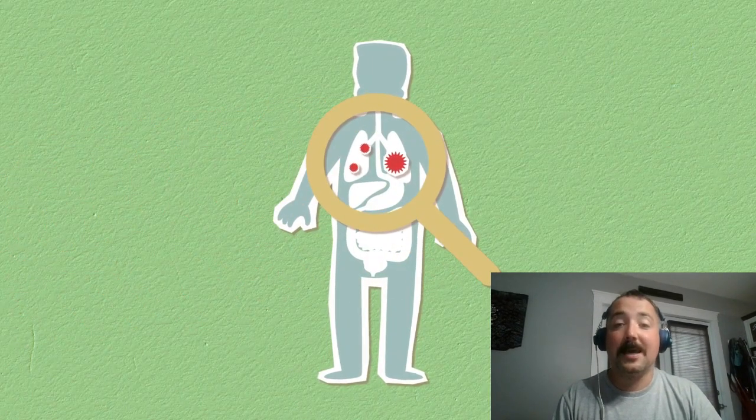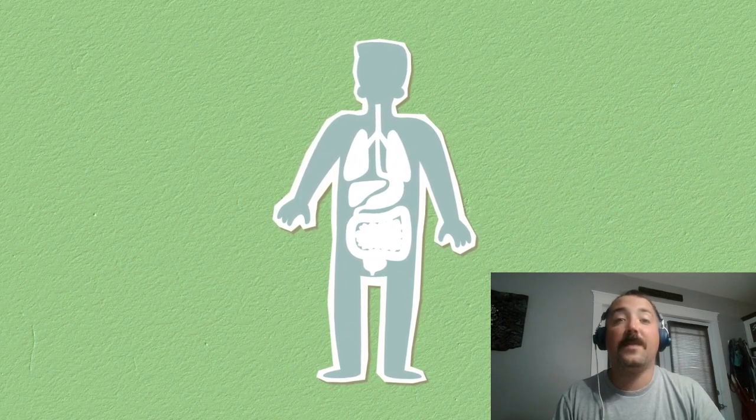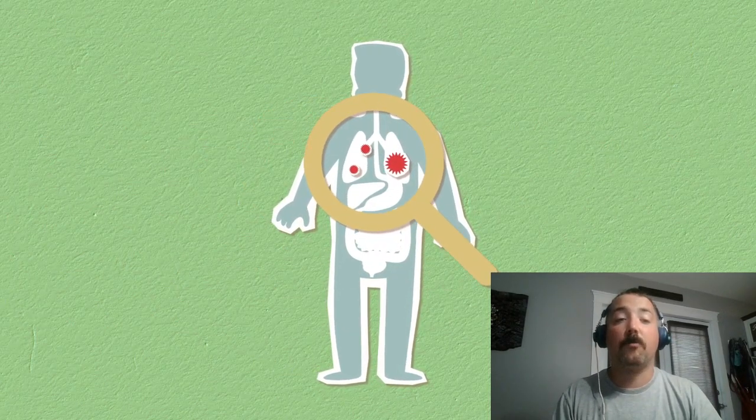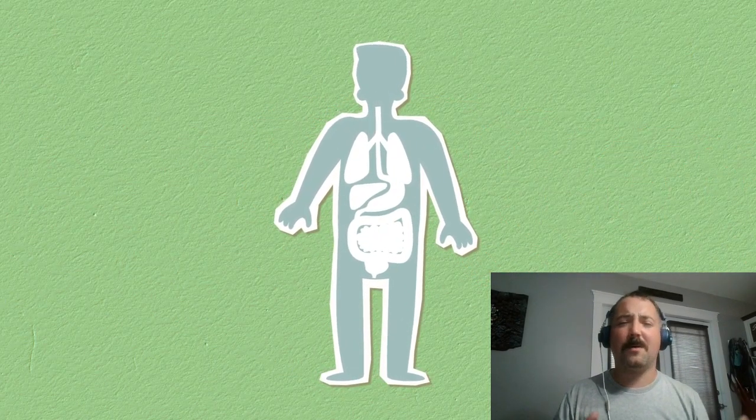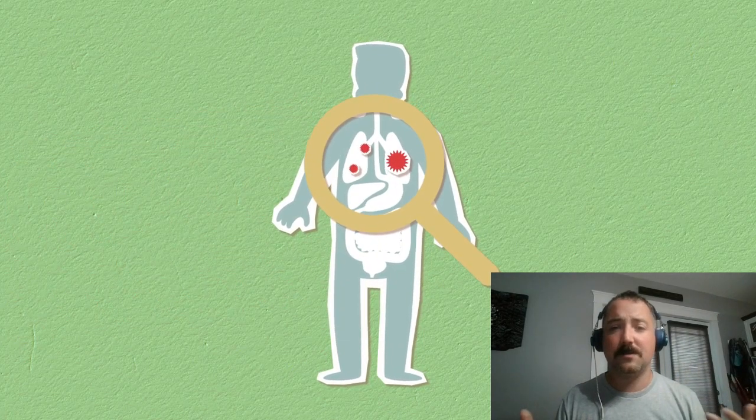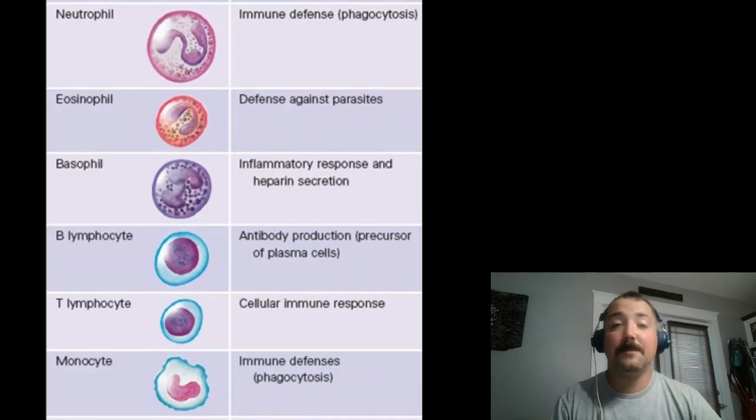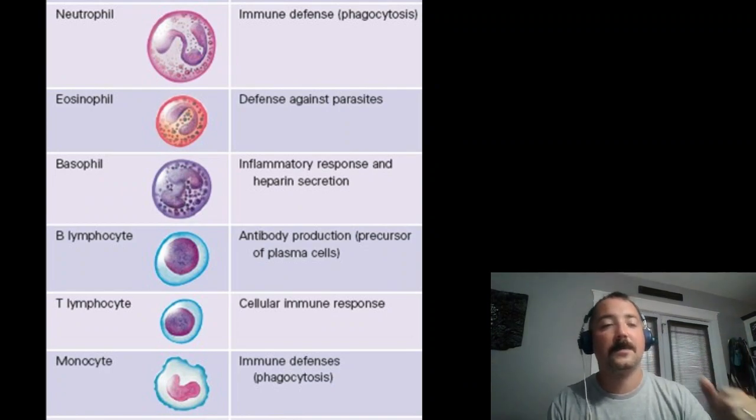All leukocytes have the same function, and that's to destroy foreign things in the body. They play a big role in our body's immune system, so I'm going to save a lot of the intricacies on those for the videos on that. There are 5 types of leukocytes: neutrophils, eosinophils, basophils, lymphocytes, and monocytes.